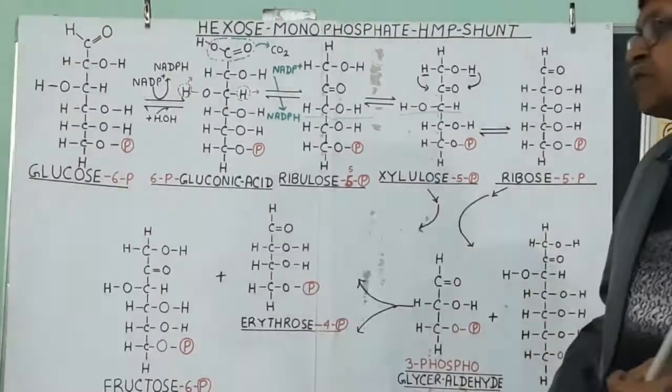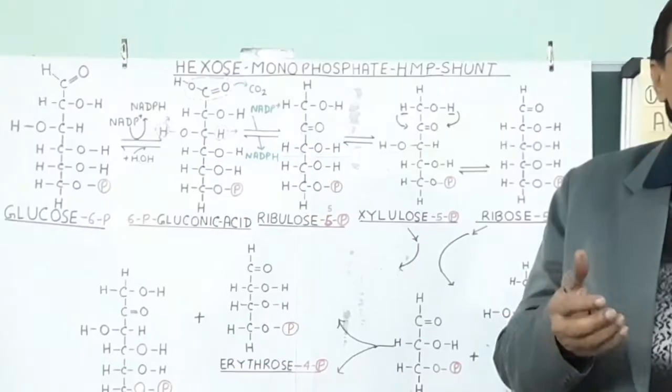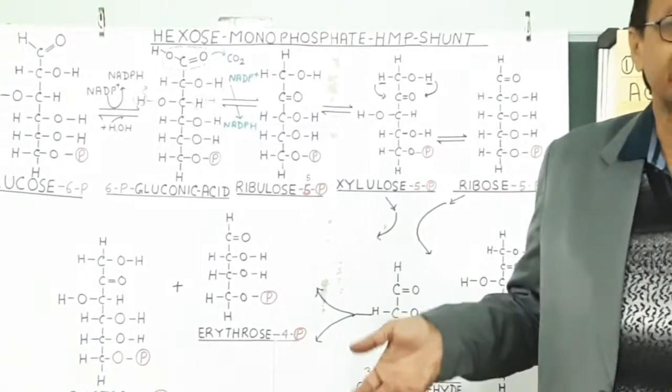About 60% of carbohydrate oxidation, glucose oxidation in liver cells, is by this mechanism called the HMP shunt.